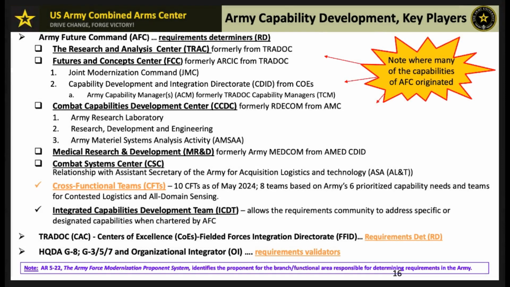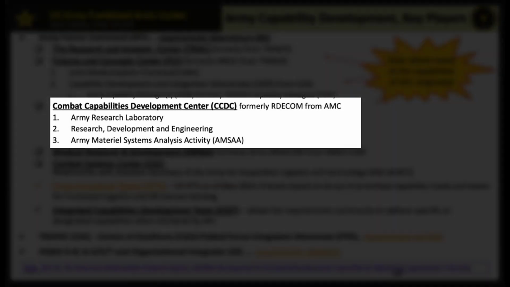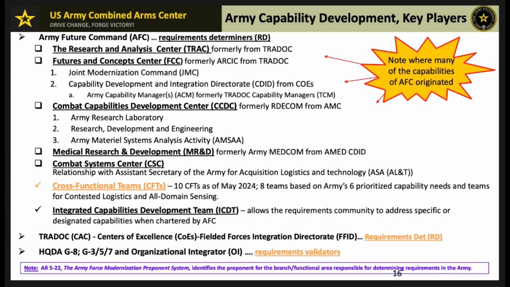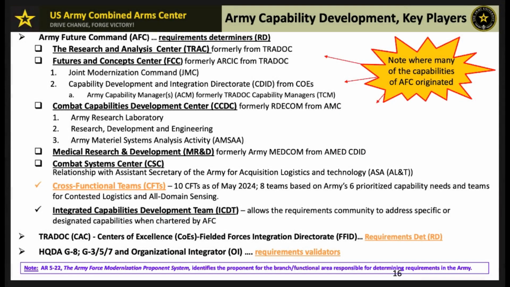Meanwhile, Combat Capabilities Development Command, or CCDC, focuses on the research and development of new technologies that will meet the identified capability gaps. The Assistant Secretary of the Army for Acquisition, Logistics, and Technology, the ASA(ALT), is another key player overseeing the acquisition process to ensure that new capabilities are delivered on time and within budget. This office works closely with the AFC, with Army Futures Command, and other stakeholders to streamline the acquisition process and ensure that the Army's modernization efforts are aligned with its strategic objectives.